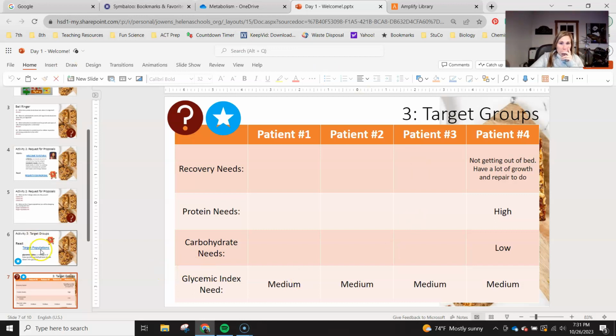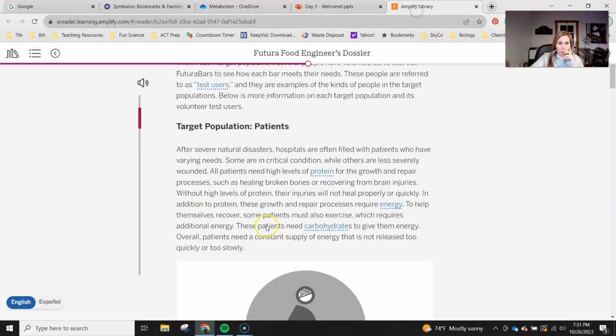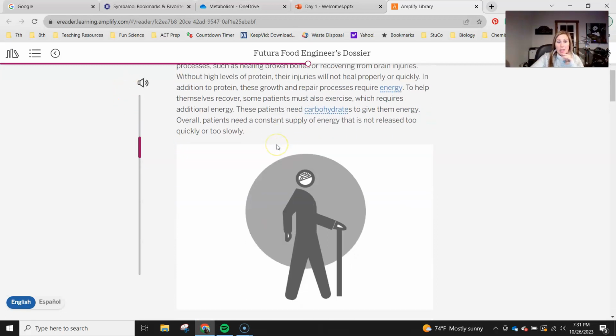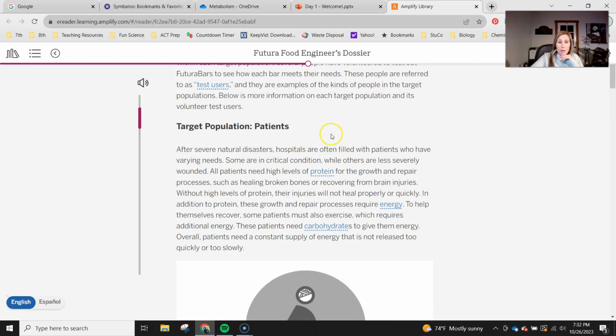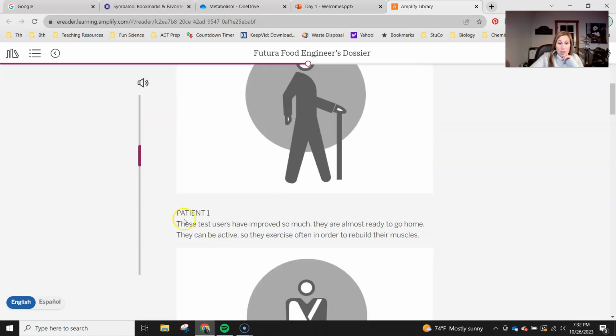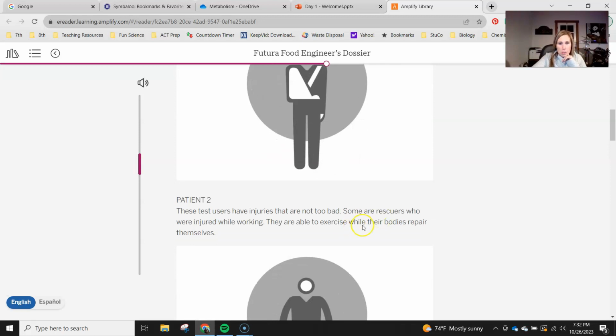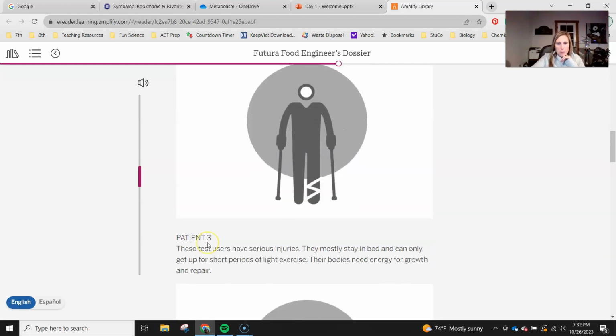Okay, so let's take a look again at our article, and I'll do patient 4 for you guys. I've already read about patients in general, which you will need to apply to all 4 of your patients. We already know that they are going to need a lot of protein, and they're going to need energy based on where they're at in their recovery process. So patient 1, these test users have improved so much they're almost ready to go home. They can be active, so they exercise often in order to rebuild their muscles. Patient 2, these test users have injuries that are not too bad. Some are rescuers who were injured while working. They are also able to exercise while their bodies repair themselves.